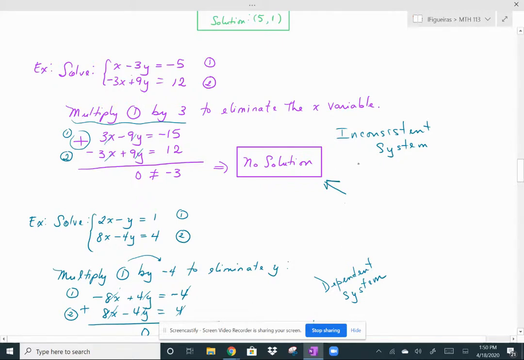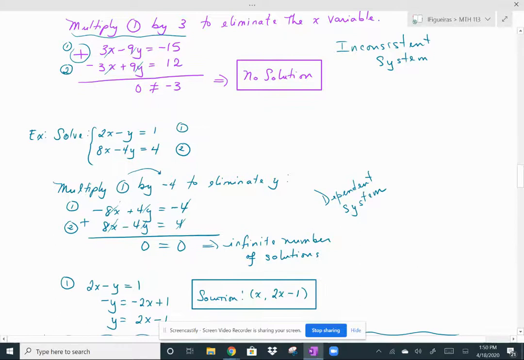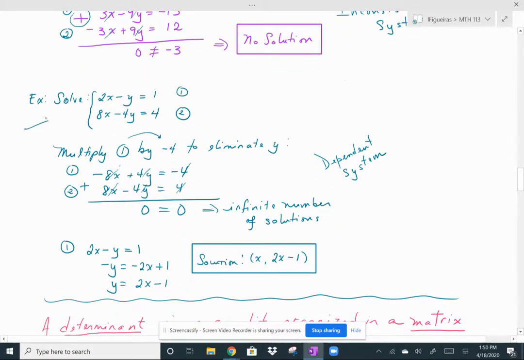That's considered to be an inconsistent system, meaning these two lines are parallel. They'll never touch, so there's no solution. All right, let's do another example. This time I want to solve 2x minus y equals 1 and 8x minus 4y equals 4.